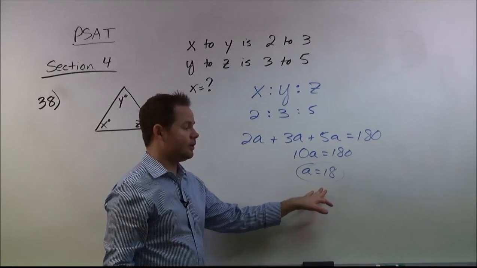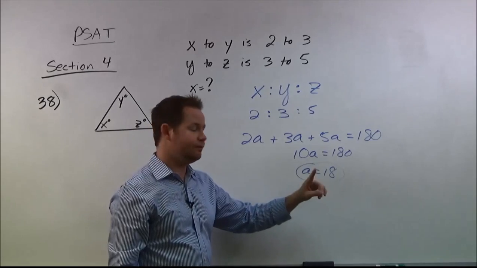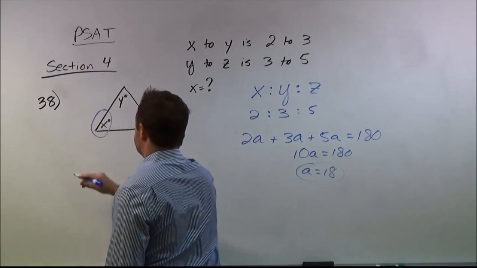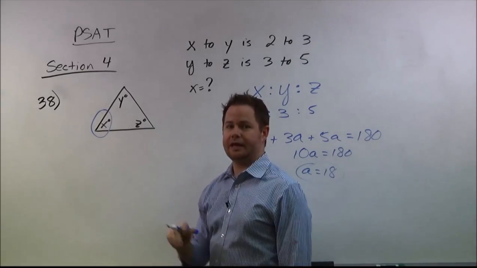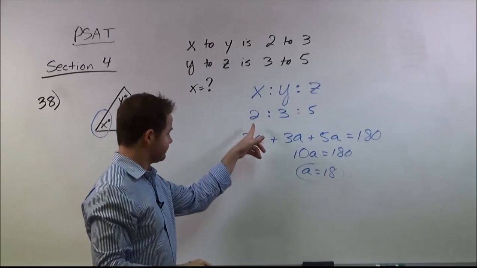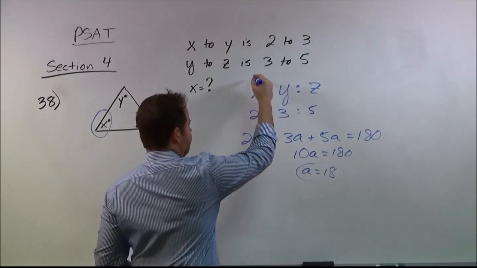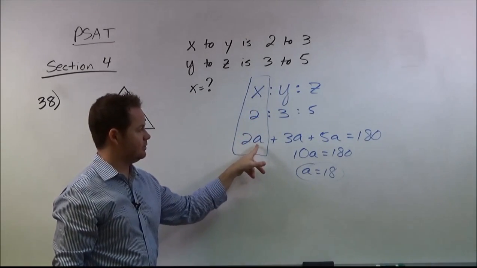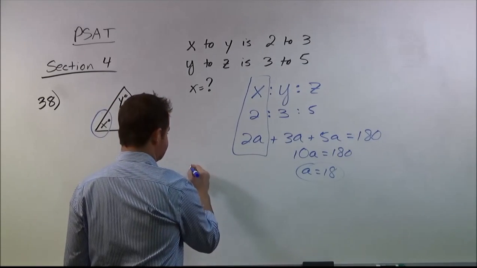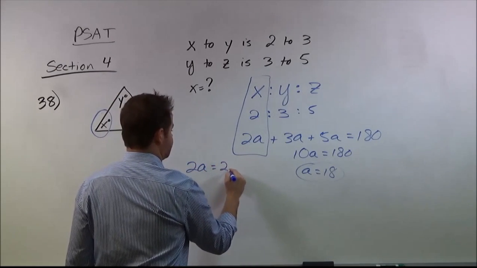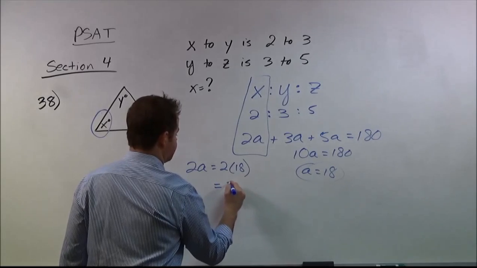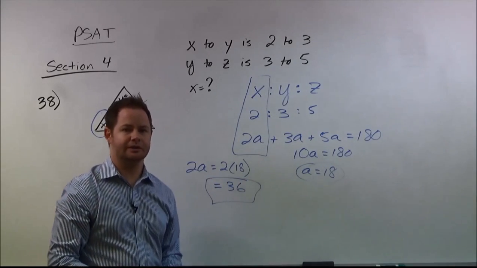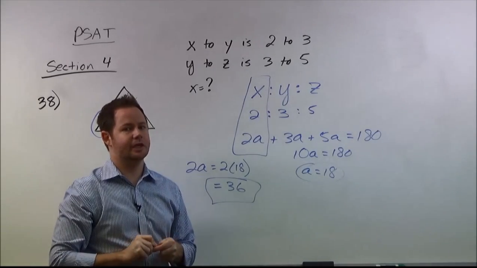Okay, so are we done with the question? Hopefully you said no, because they want to know the value for x. They want to know what this angle over here is, and to solve for that angle, we just have to make sure that we only look at what x represents. X was represented here by 2a, so to find our final answer, we do 2a, which is 2 times 18, which is equal to 36. And that will be the value for x that you're going to grid in as your answer on question 38.